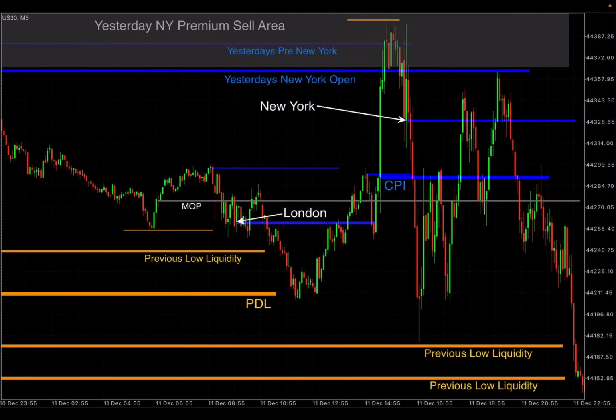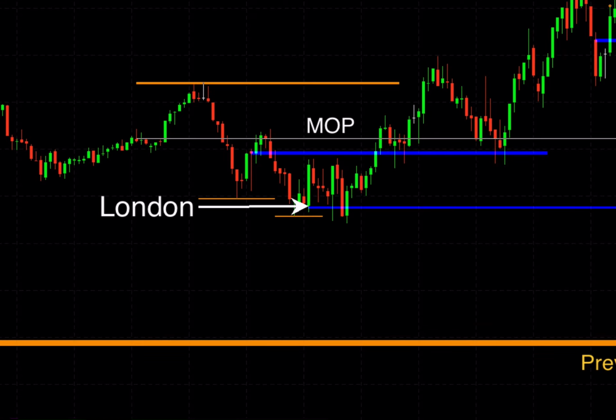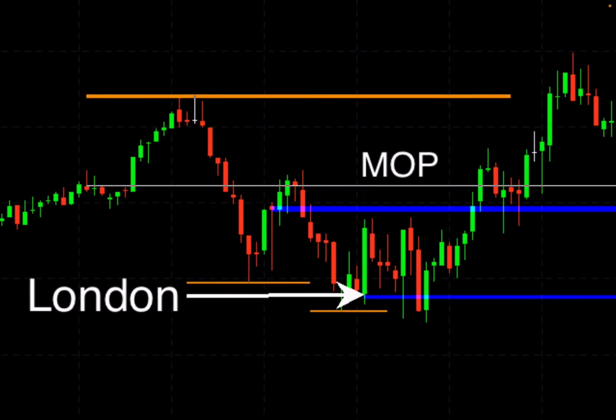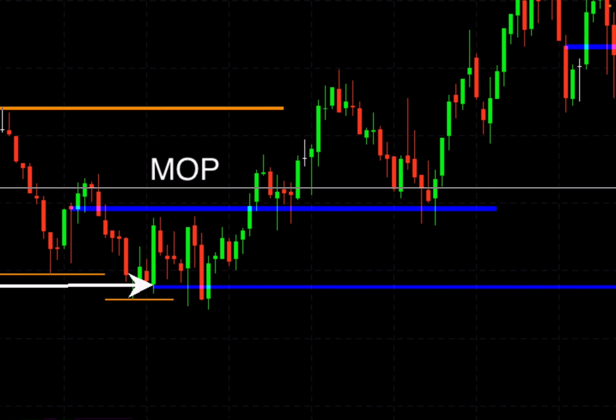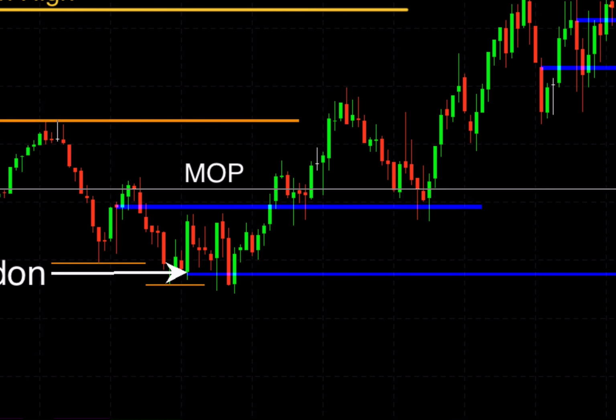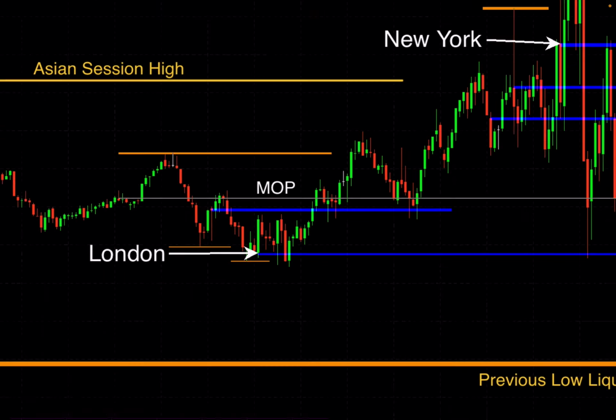12th, same thing. Pre-London pushes down. London opening takes place, pushes towards the upside, even retests the London opening price to give you extra support. Pushes up, takes the orange line, retests the mop for a continuation up, and it also retests the pre-London. And that's your trades for the London session.